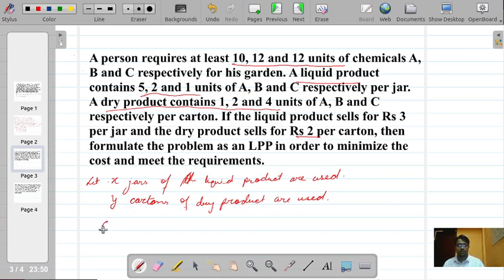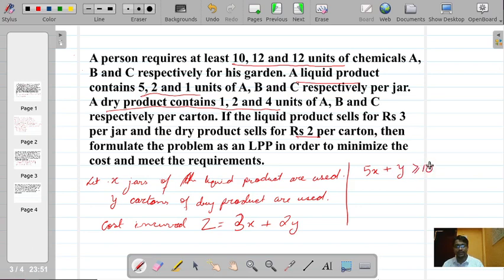What is the cost incurred? Cost incurred is z equal to 3 per jar, so 3x plus 2y, in rupees. And what are the restrictions? The amount of chemical A that is obtained is 5x plus y, and this has to be greater than or equal to 10.